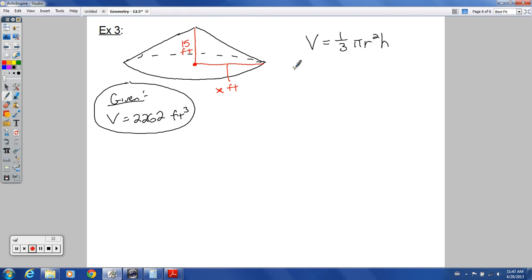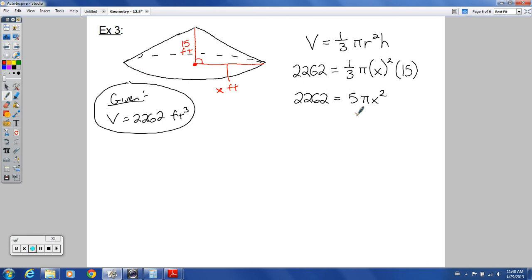Plug in 2262. I know that's my volume. My radius, calling it x. So I have x squared times the height. I know that, the perpendicular height, the straight up and down height. Let me put a box there just so you know that that's perpendicular. Straight up and down, we've got 15 feet right there. So this one worked out nice. 1/3 of 15, this is all multiplication, so the order doesn't matter. I can do 1/3 of 15 as 5, and so I've got 2262 would equal 5 pi times x squared.